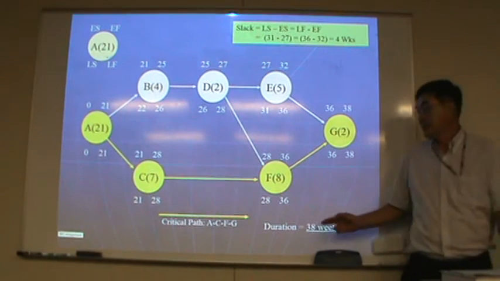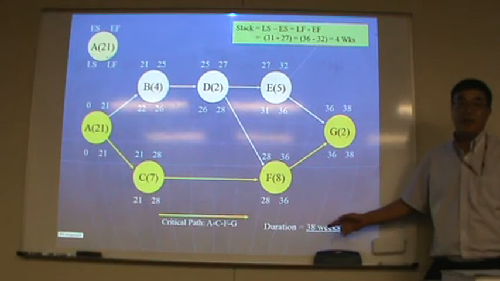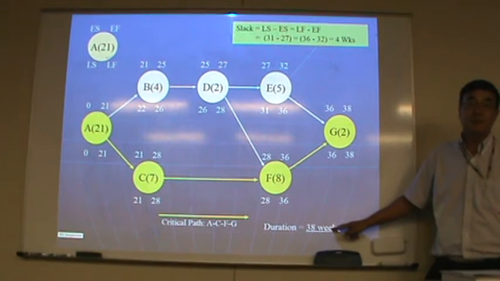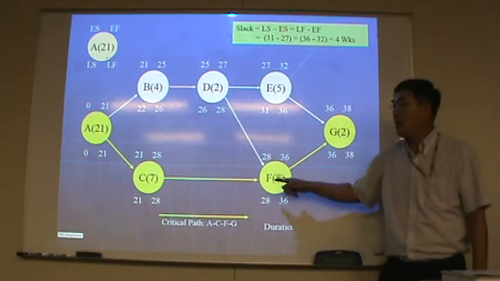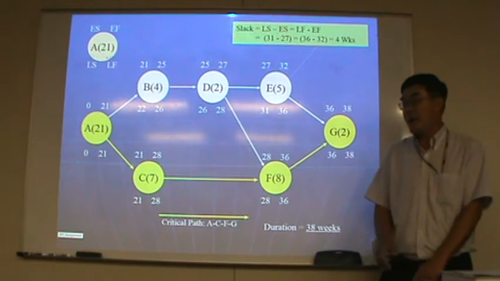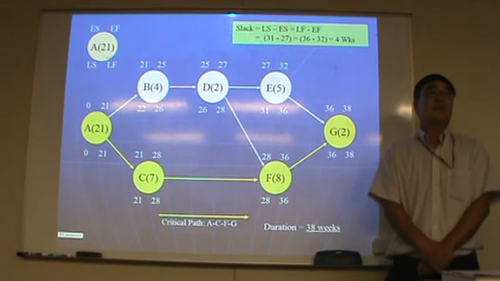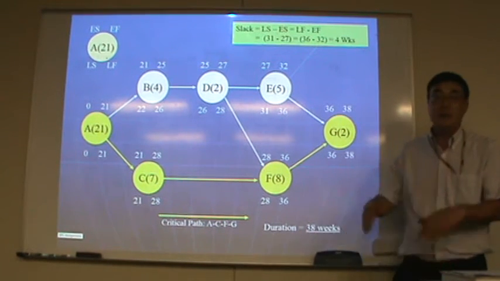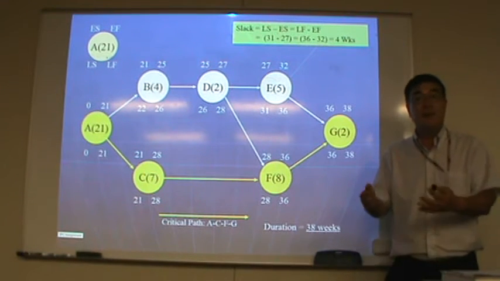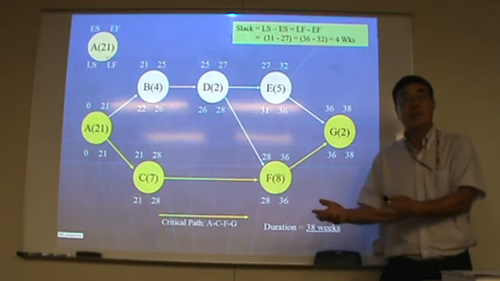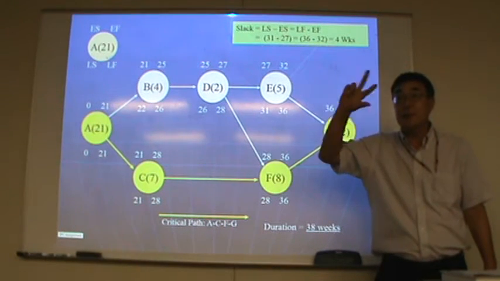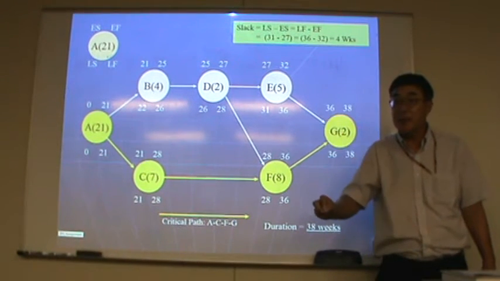This 38 is not a certain time because these are expected times, so it is kind of an expected project time, right? It may be 37, maybe 38, maybe 39, because we used three activity times and then expected time.